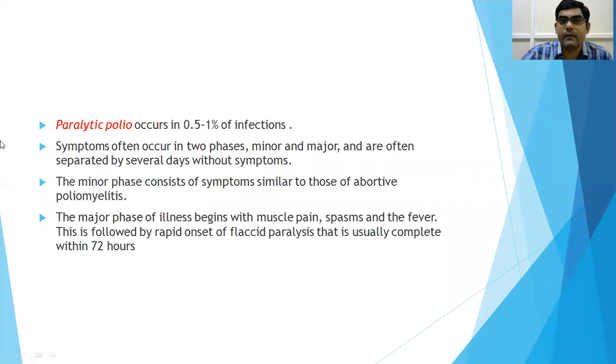So here comes the dreaded one, paralytic polio, which occurs in 0.5 to 1% of infections. Symptoms occur in 2 phases, minor and major. The minor phase is similar to abortive poliomyelitis, like a viral prodrome: headache, vomiting, muscle pain. The major phase of illness begins with muscle pain, spasm, and fever. This is followed by rapid onset of flaccid paralysis that is usually complete within 72 hours.